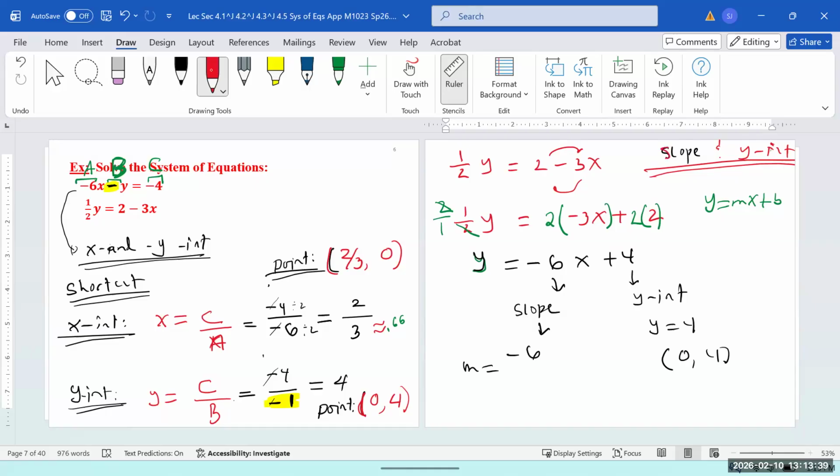The slope and y-intercept method. So if you want to use this method, our one requirement is that the slope has to be a fraction. So our slope is a whole number. How can you make this into a fraction? How can you make any number into a fraction?